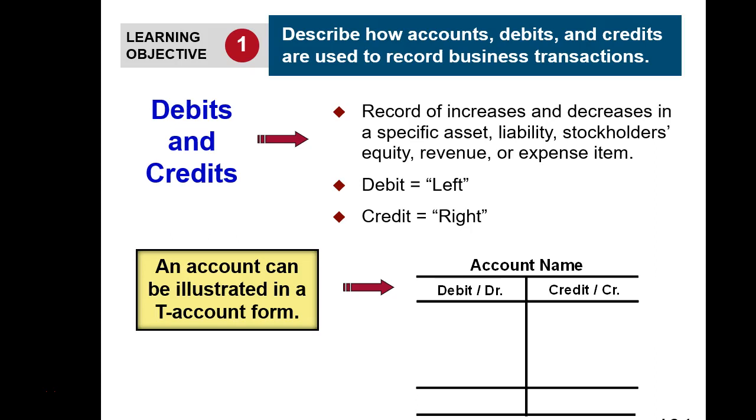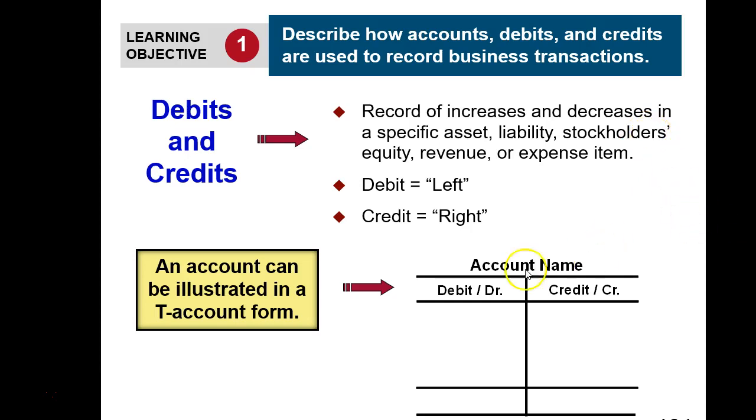Do not complicate it, people. The word debit means left side, credit means right side. So what you have in front of you is what's called a T account. A T account is a form that can be used to record our different types of business transactions.